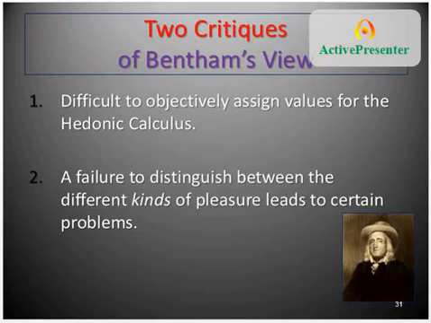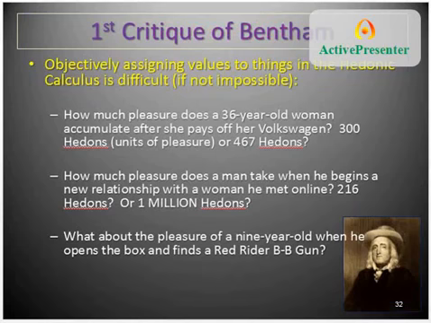Two critiques of Bentham's view. First, it's difficult to objectively assign values for the hedonic calculus. Secondly, a failure to distinguish between the different kinds of pleasure leads to certain problems. Let's look at this first critique. Objectively assigning values to things in the hedonic calculus is difficult, if not impossible. This is one critique of Bentham's hedonic calculus.